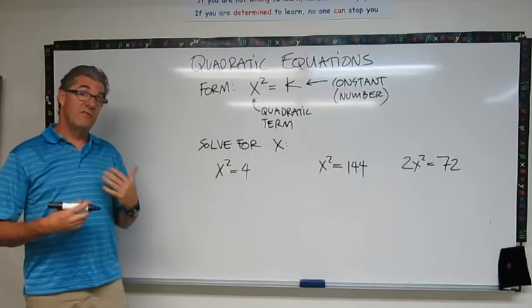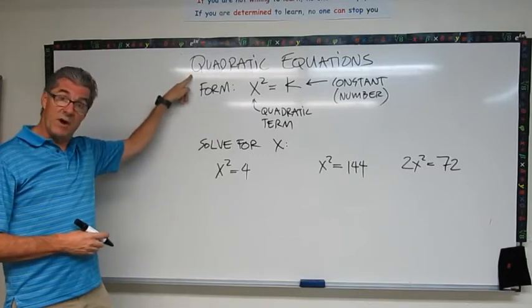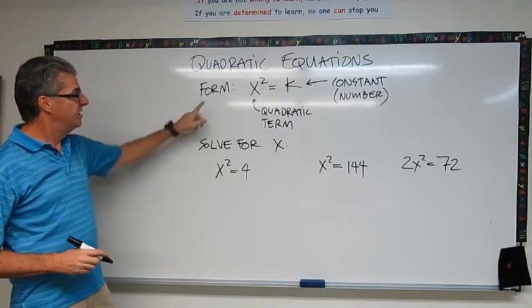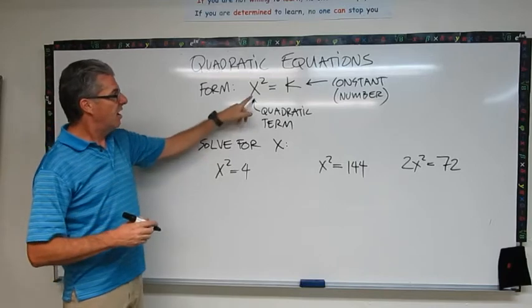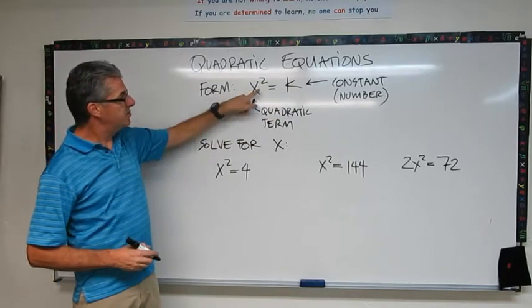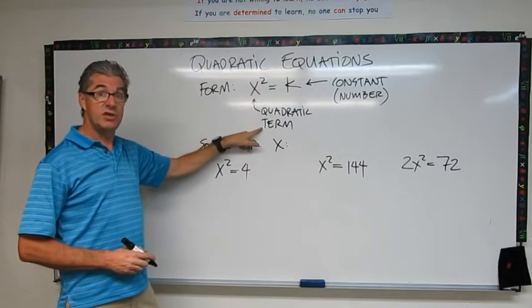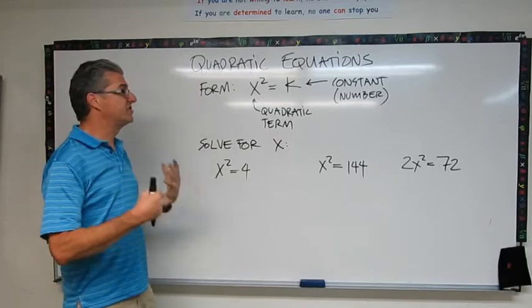Okay, this is the first lesson of a new chapter. We're covering quadratic equations. So a little bit of basics before we start solving some of these. The general form for the equations in this lesson is x squared equals k. And the x squared, particularly because it's got a squared on it, is what we call the quadratic term. So a quadratic equation is any equation that has an x squared on it.